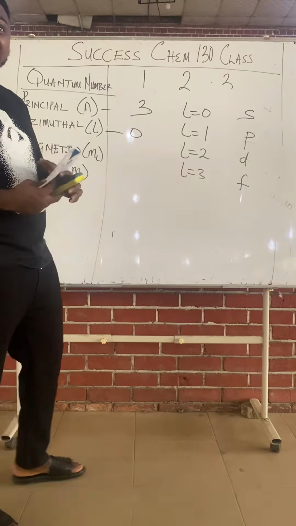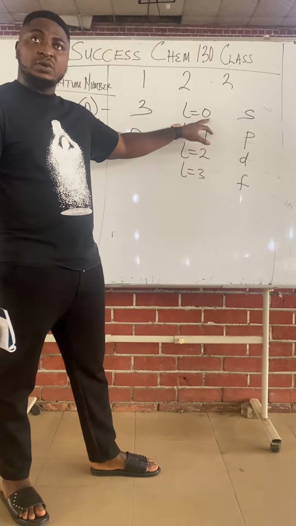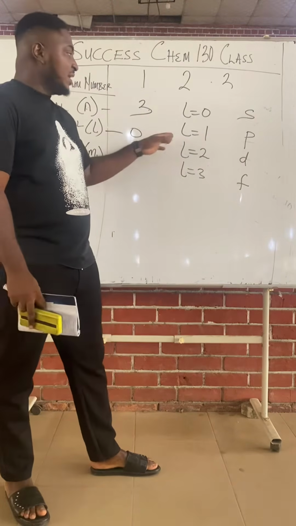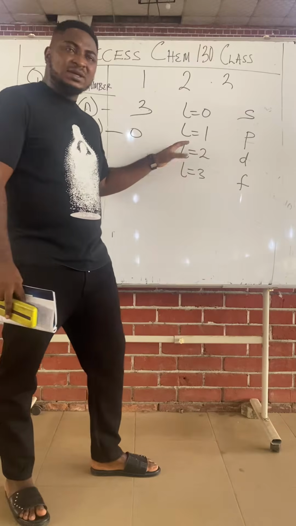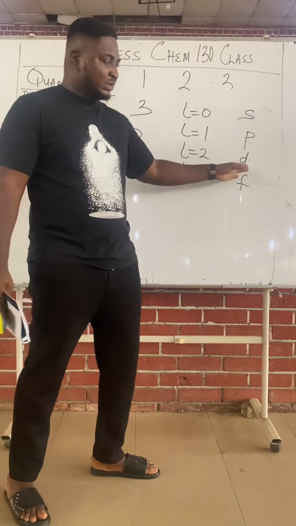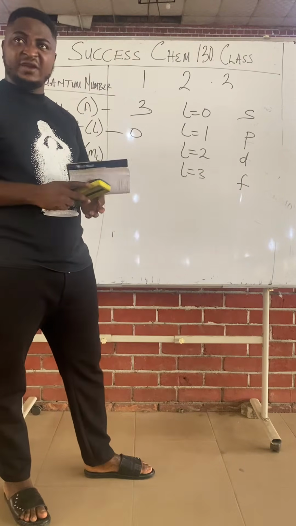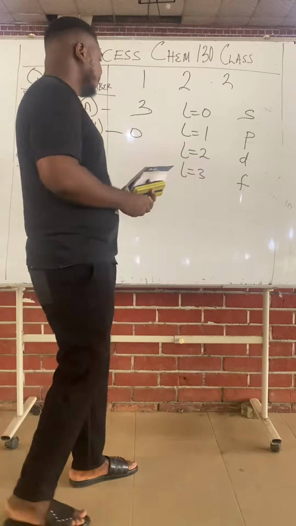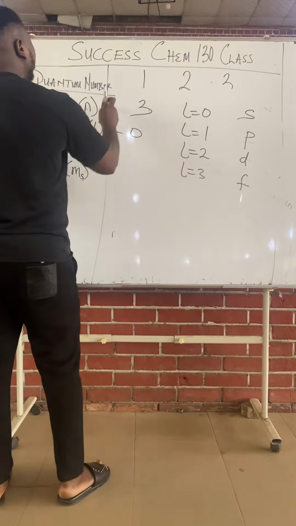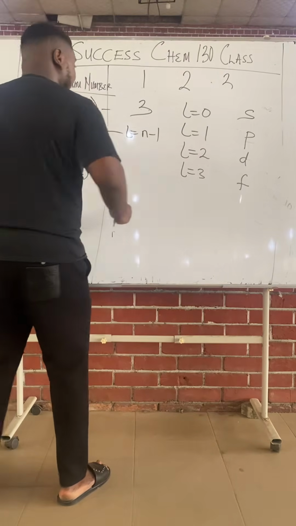So class, if you are told that the azimuthal quantum number of an atom, L, is 0, just know that the orbital designation is S. If the azimuthal quantum number is 1, just know the orbital designation is P. 2, D, 3, F. Very, very important. So you can see how the azimuthal depends on the principal. In what way? Azimuthal equals principal minus 1.